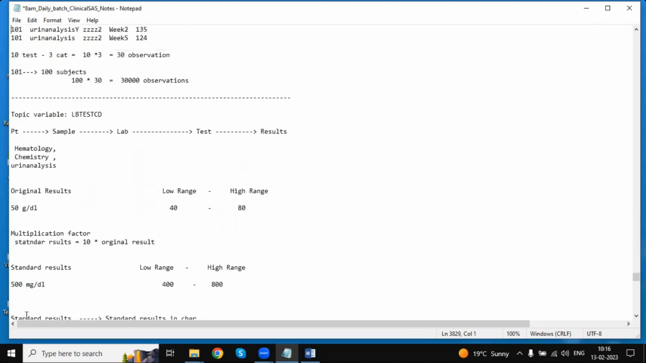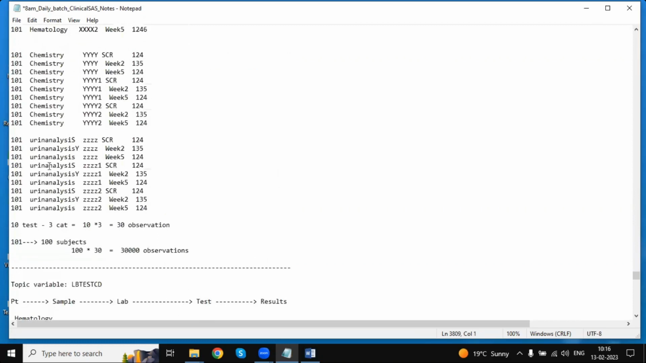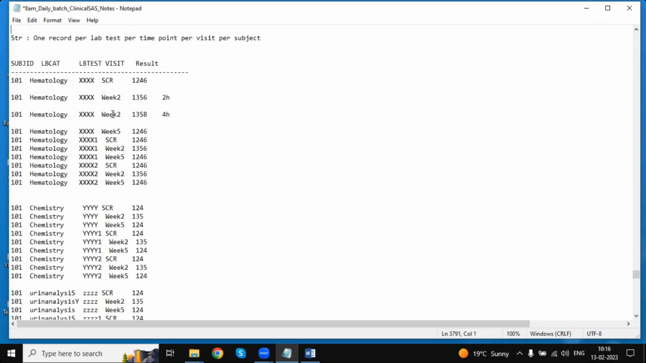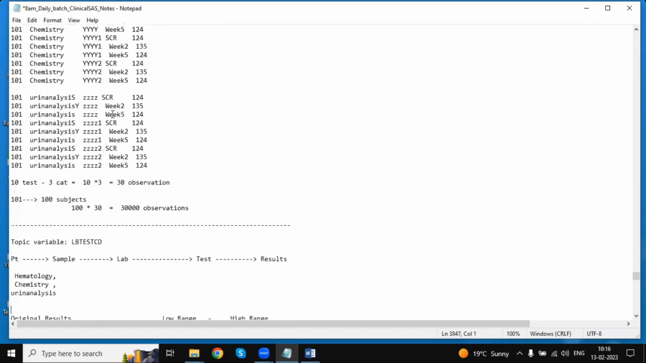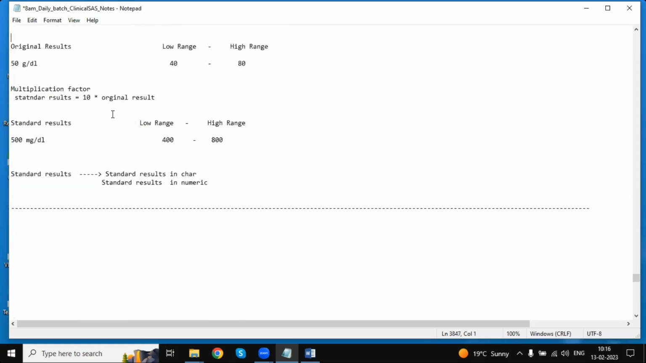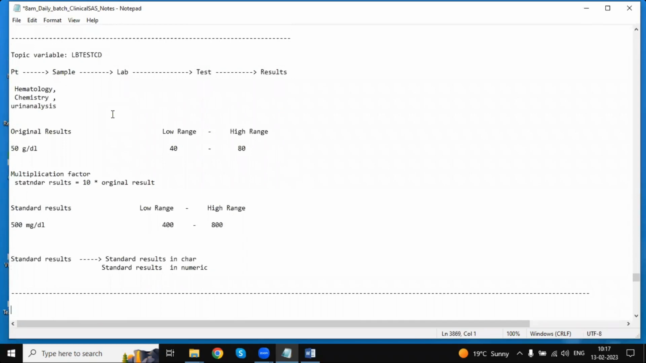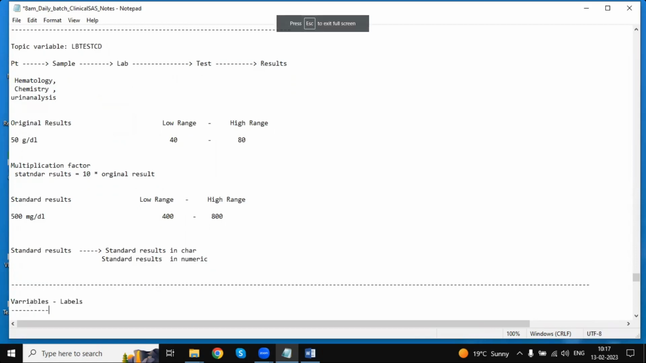These are the variables you can witness in the LB domain. Obviously, what is the test you did? What is the category? And every time you will see the test, what is the visit? Only these types of results will come. Variables will come in the findings category. So let me give the list of variables, and one by one we'll discuss.